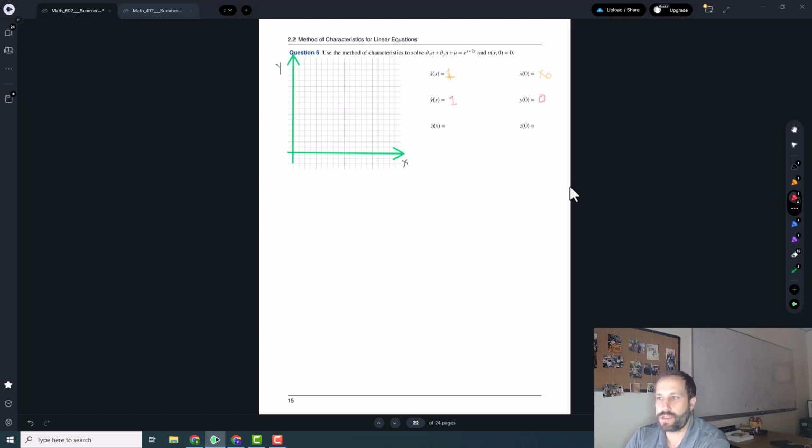And then z dot of s, well, remember, as always, z dot of s is equal to just the part that has to do with the derivatives. So if I rearrange things, the u goes over there, but u is equal to z, so this is minus z plus e to the x plus 2y, and z of 0 is going to be equal to u of x naught, y naught, which is equal to 0.